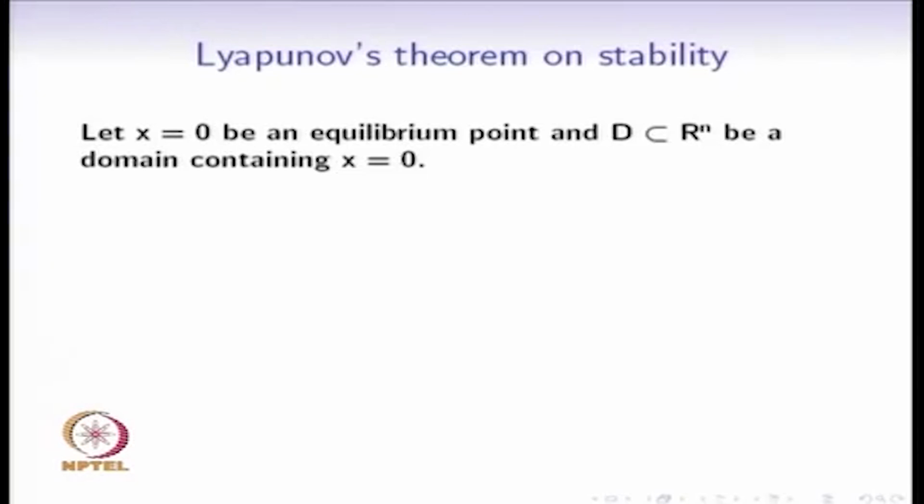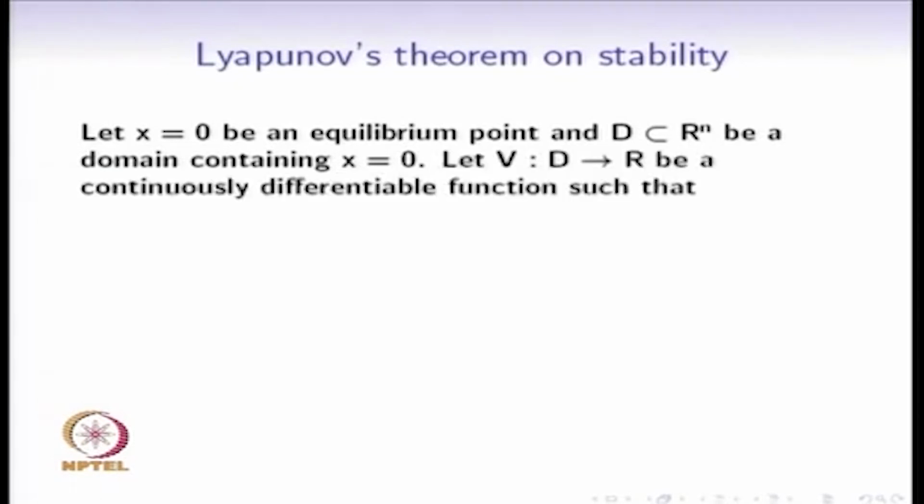After having seen the definitions of stability and asymptotic stability in the sense of Lyapunov, we are now going to see Lyapunov's theorem on stability. Let x equal to 0 be an equilibrium point and let D be a domain that contains this equilibrium point. Let V be a function from D to R. So, the domain D is a subset of R^n. V takes its values from this D and is scalar valued. V does not take vectors as its values, it takes only a scalar. Hence, at any point x, V of x has only one component.